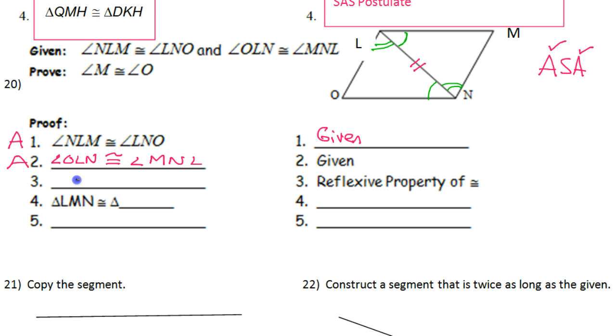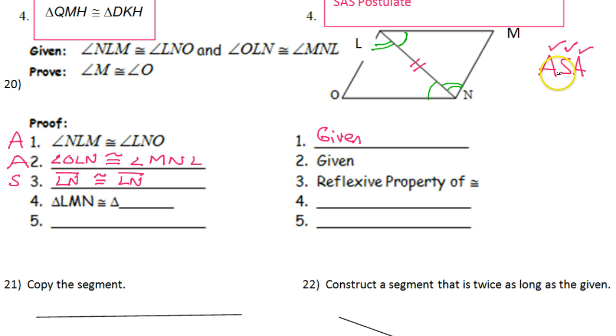So that leaves the side of angle side angle. And looking at the reason, I can see where they're going. We spoke of it before. LN is congruent to LN by the reflexive property of congruence. Alright, so that takes care of the side in angle side angle.